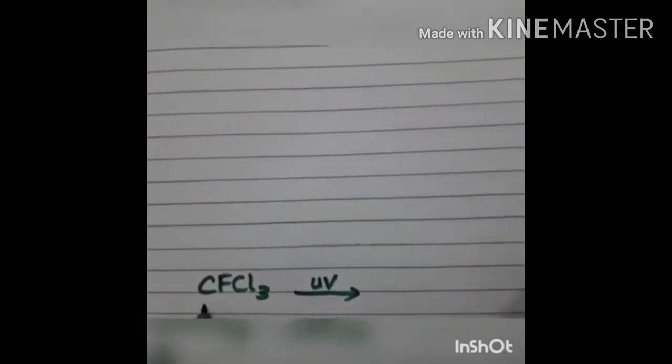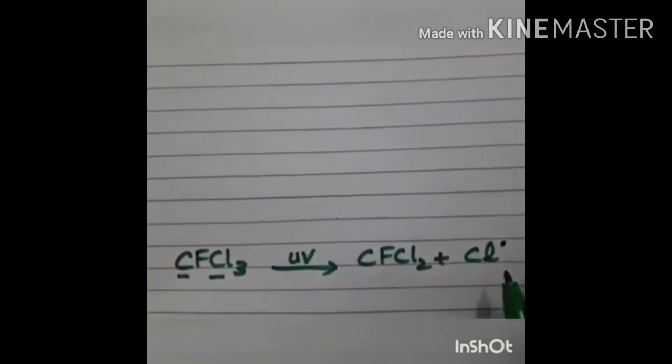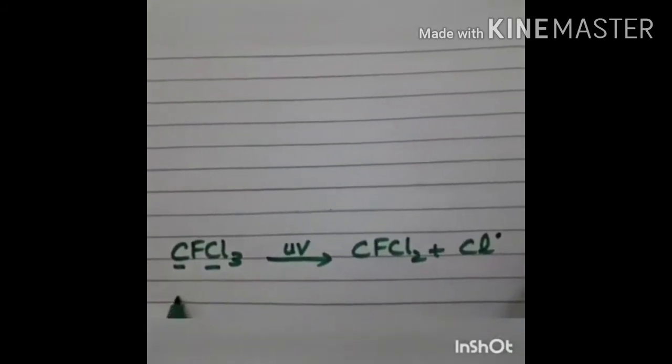CFCl3 has chlorine, fluorine and carbon, known as chlorofluorocarbons. When they escape to the stratosphere, UV rays break the carbon-chlorine bond and produce CFCl2 and chlorine free radical. Free radical is a species which has an unpaired electron, and they are unstable and highly reactive species.